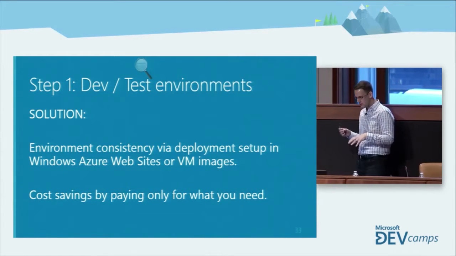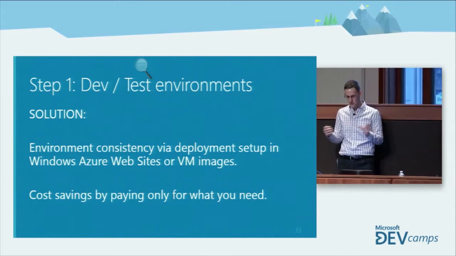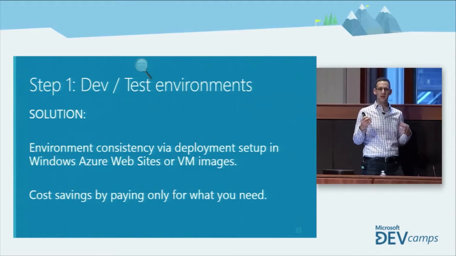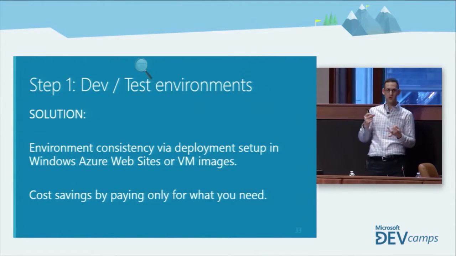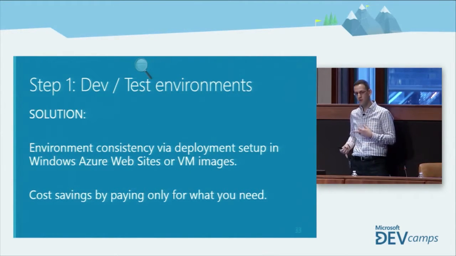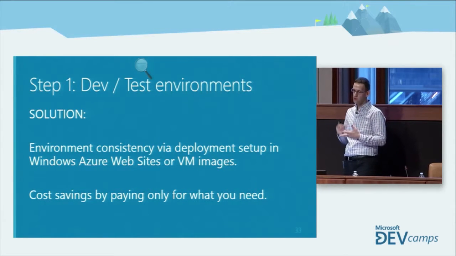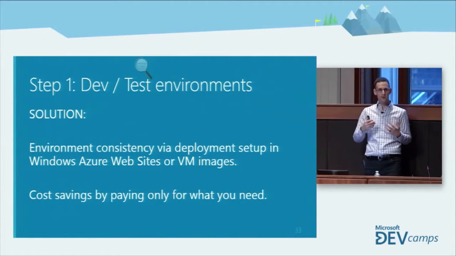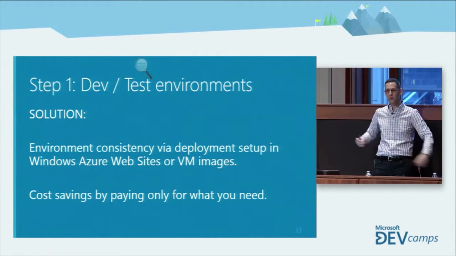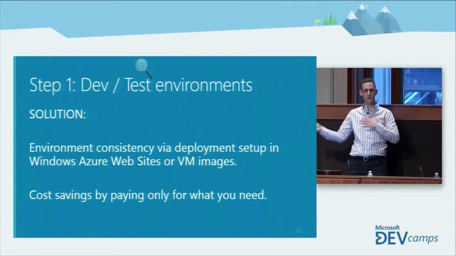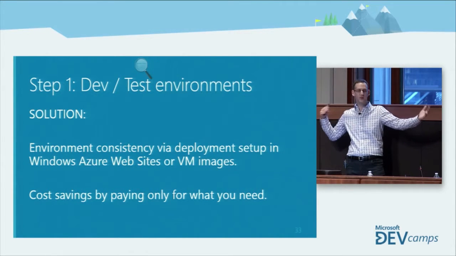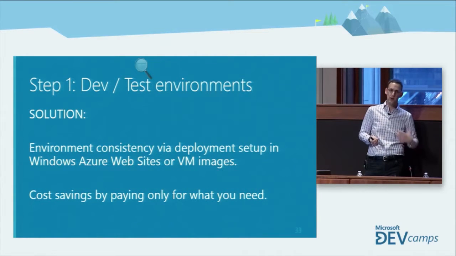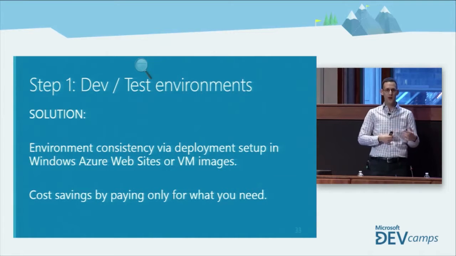So in this case, environment consistency via deployment setups, Windows Azure websites, and VM images. What we're really saying here is you can script out and pre-configure. You can do it through Visual Studio, through PowerShell, or through the Node command line interface. You can spawn websites, web servers and virtual machines, build out entire infrastructures and networks, including VPNs and connecting multiple systems together, throw up your demo, show it off, and then tear it all down. But you've got it in a format that allows you to rapidly do this.